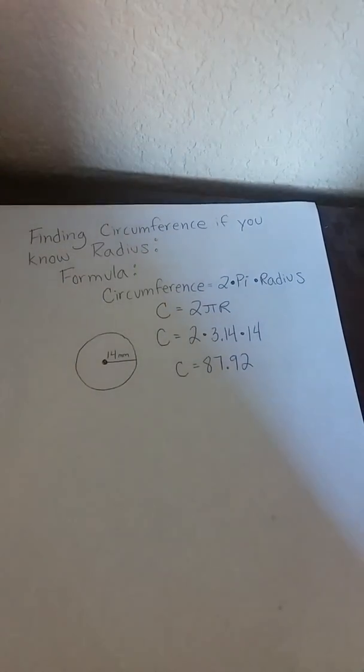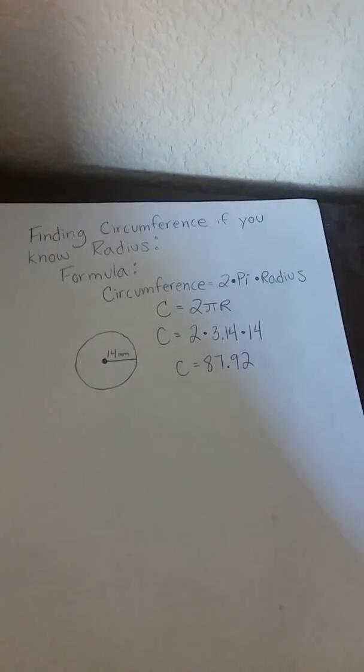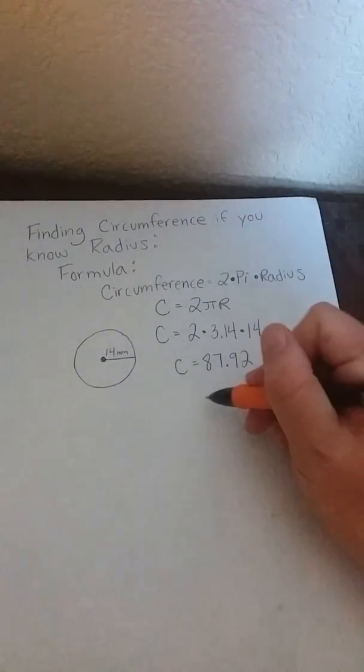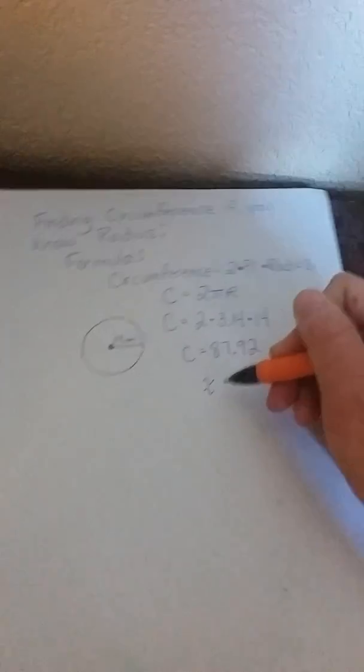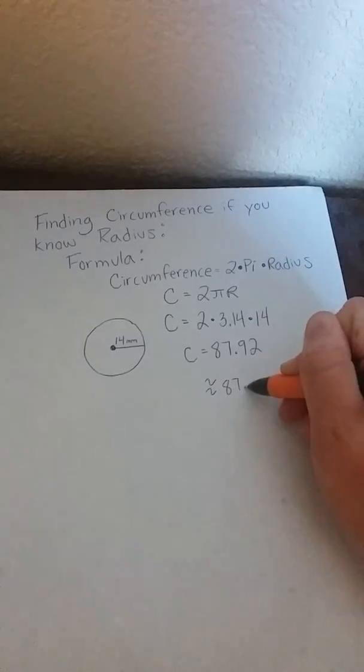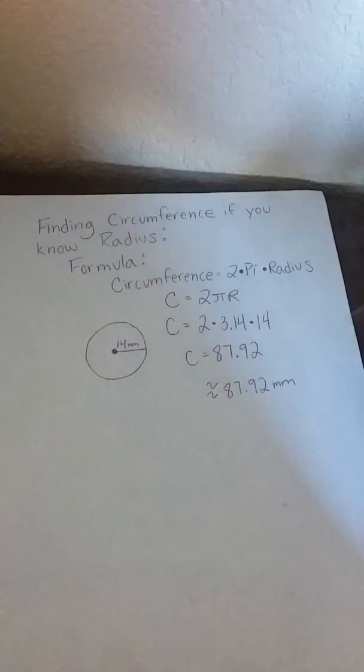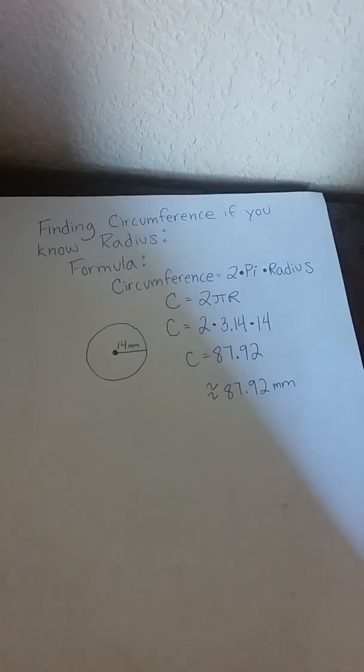I didn't use all of pi. Pi goes on forever. I just used a couple of numbers. So this is not the exact answer, so we're going to say about 87.92 millimeters is about our circumference of this circle.